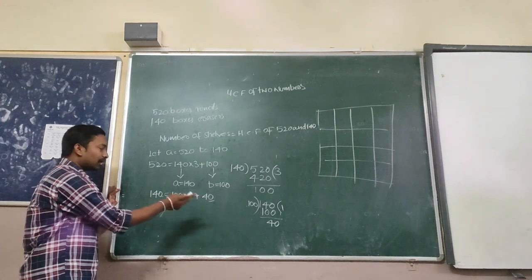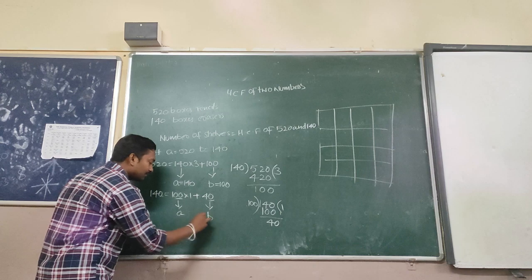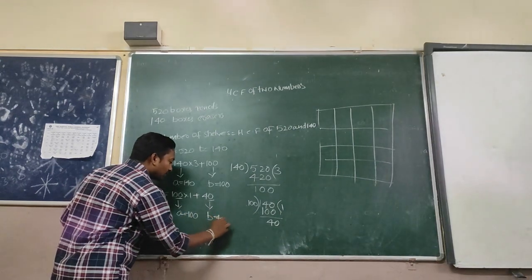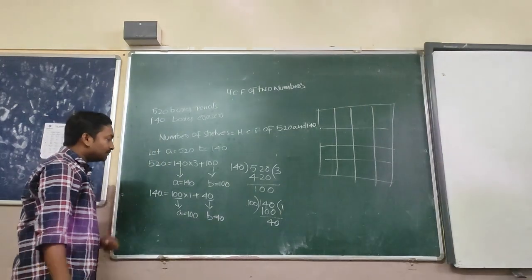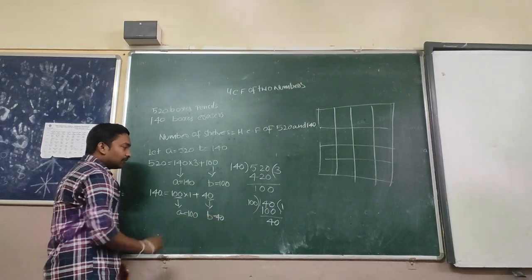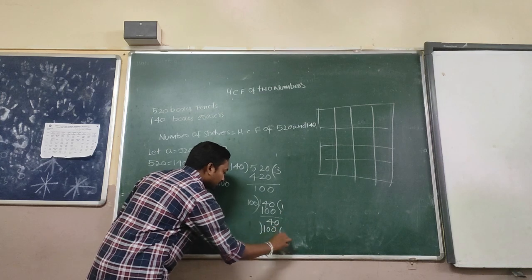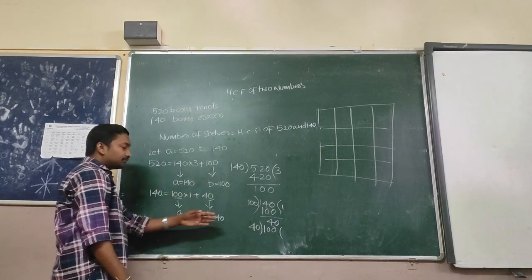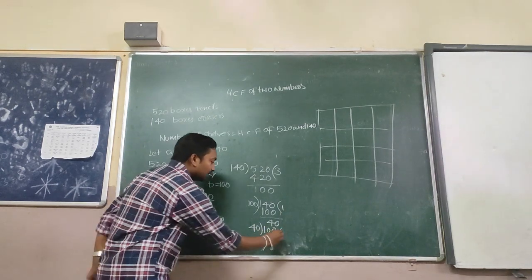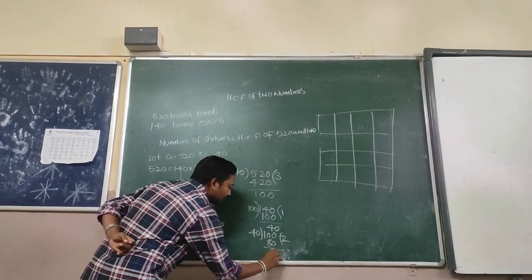So again you take 100 as A and the remainder 40 as B. A equals 100 and B equals 40. Now let's divide 100 by 40. 40 goes into 100 2 times. So the remainder is 20.